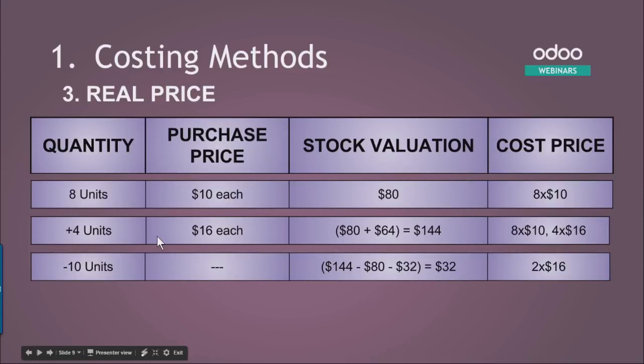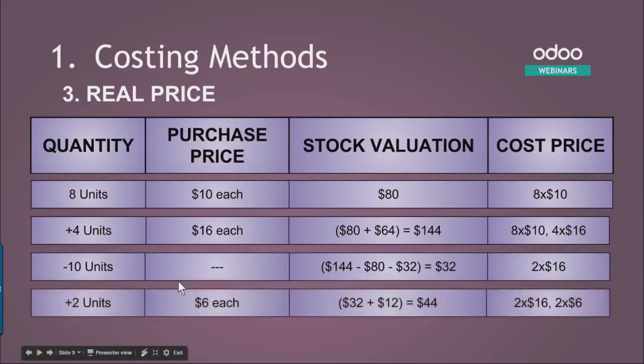So the stock value and the quantity are reduced by $80 for that first batch, those first 8 at $10, and then by $32 for those 2 at $16, bringing the new total stock value to $32 for the remaining 2 units. The unit cost here remains at $16 each, which is the same as the actual purchase price that you had for that. It can get a little bit confusing at first until you wrap your head around it, but it'll be easier to see in a second when we actually go through the flow in Odoo.